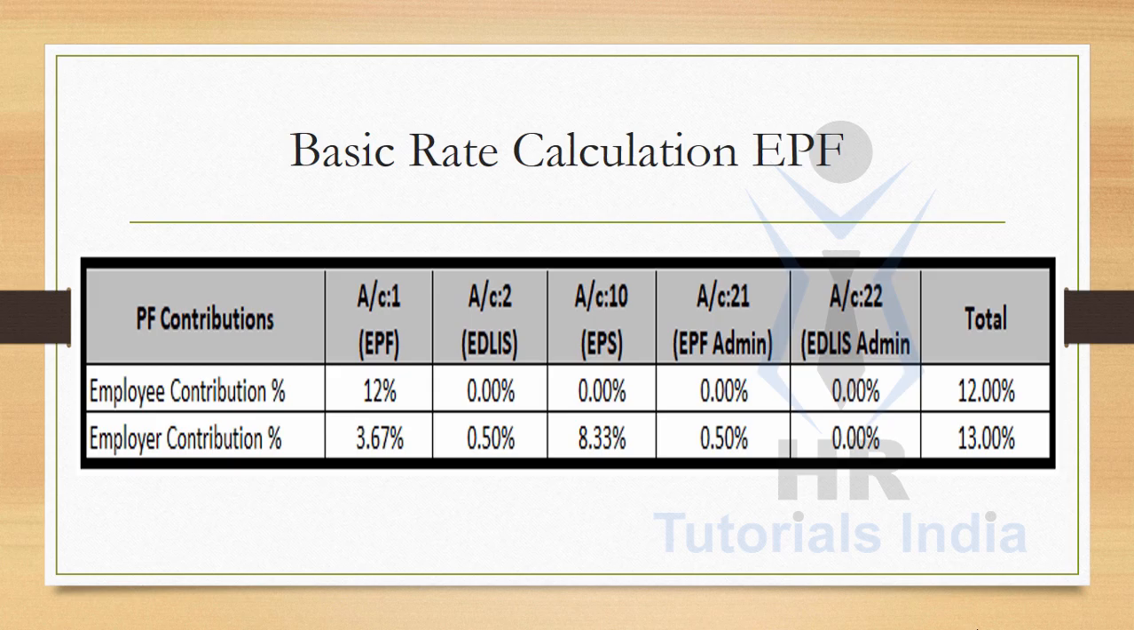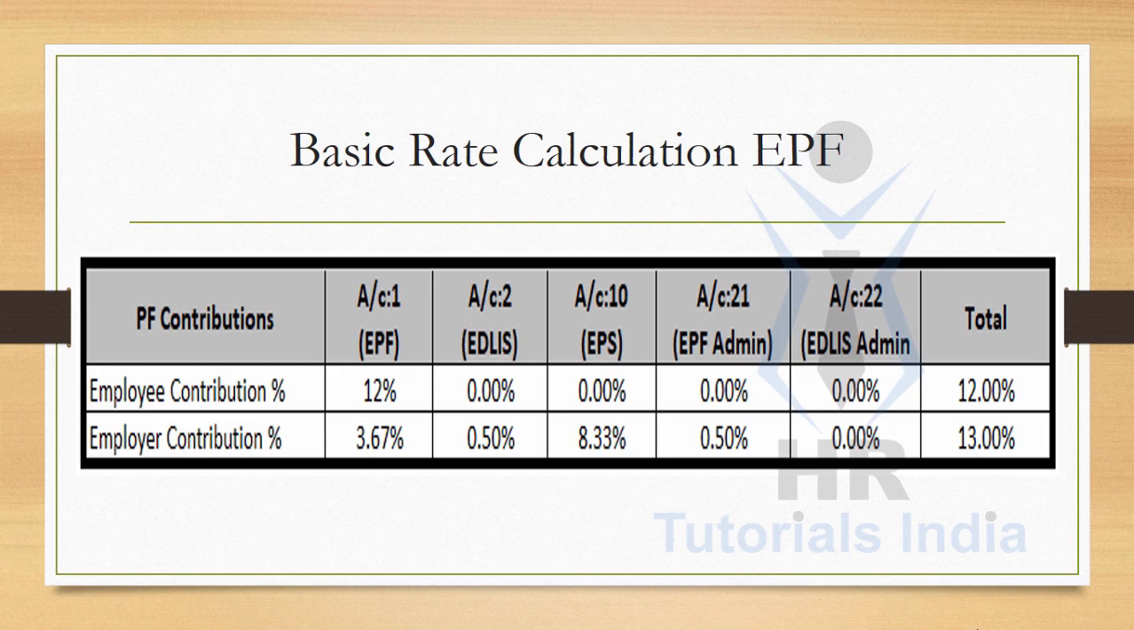EPF contribution consists of 5 different accounts: account 1, account 2, account 10, account 21, account 22. Account 1 is Employee Provident Fund, account 2 is Employee Deposit Linked Insurance Scheme, account 10 Employee Pension Scheme, account 21 Employee Provident Fund Administration Charges, account 22 Employee Deposit Linked Insurance Scheme Administration Charges.